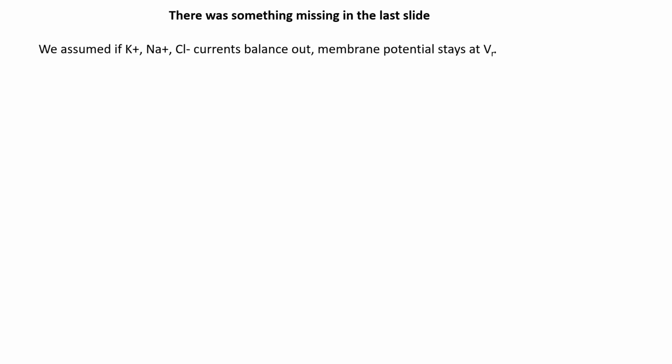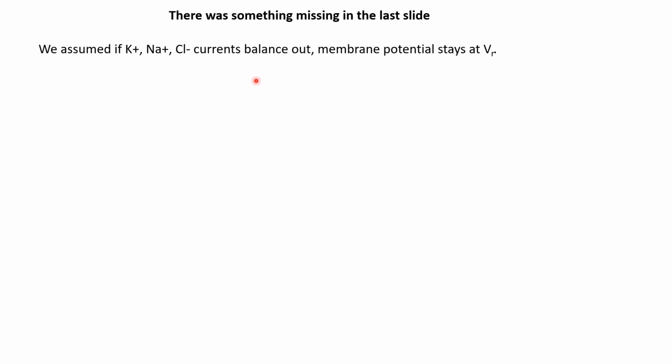So in the last slide, we obtained an expression for the membrane potential in presence of different ions. And this expression is basically the weighted average of the equilibrium potential of different ions. But we are still missing something in that expression. The expression tells that the final value of the membrane potential VR, the resting membrane potential, is achieved when the total current coming into the cell, including the current from potassium, sodium and chloride, balances out.